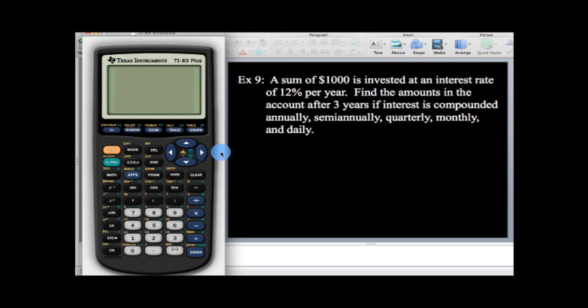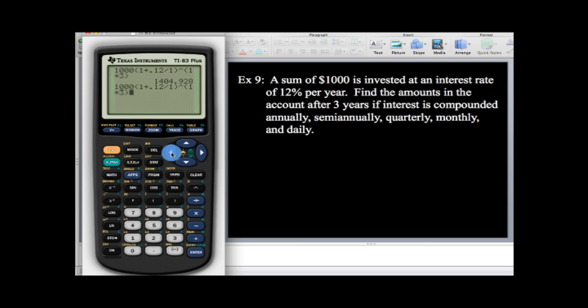So we've set up these problems, and you don't see it up there anymore, but if you remember, the first one was 1,000 times 1 plus 0.12 divided by 1, close your parentheses, raised to the parentheses 1 times 3 power. And you can see that we round this off to the nearest cent. That would be $1,404.93. Now to use that same little trick we used earlier, second enter.